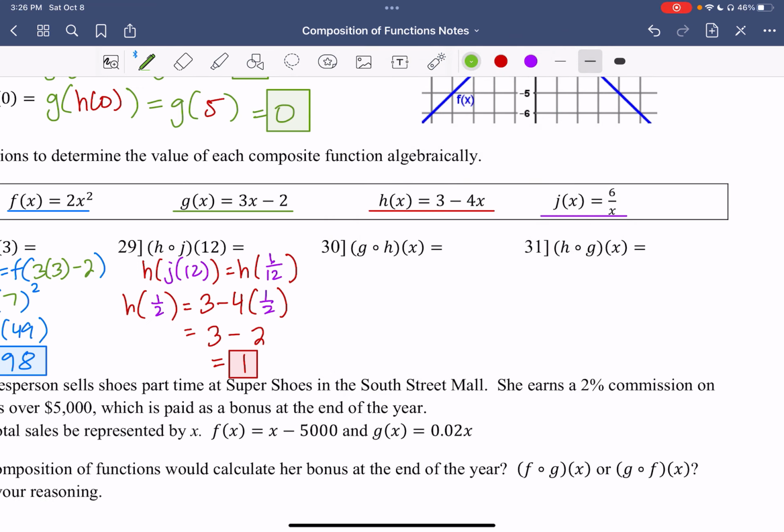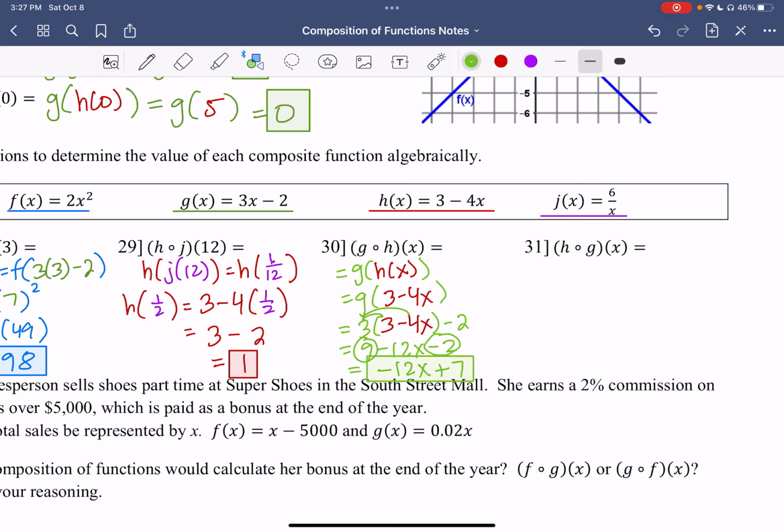All right, so let's do g of h of x. So I'm going to plug h of x into g. So that'll be g, and then h of x, which is 3 minus 4x. And I'm going to put that into the x's of g. So that's going to be 3 times 3 minus 4x minus 2. Okay, and then you distribute. So you get 9 minus 12x minus 2. And then you combine your like terms. So you get negative 12x. And then 9 minus 2 is positive 7. Okay, so your final answer is negative 12x plus 7.